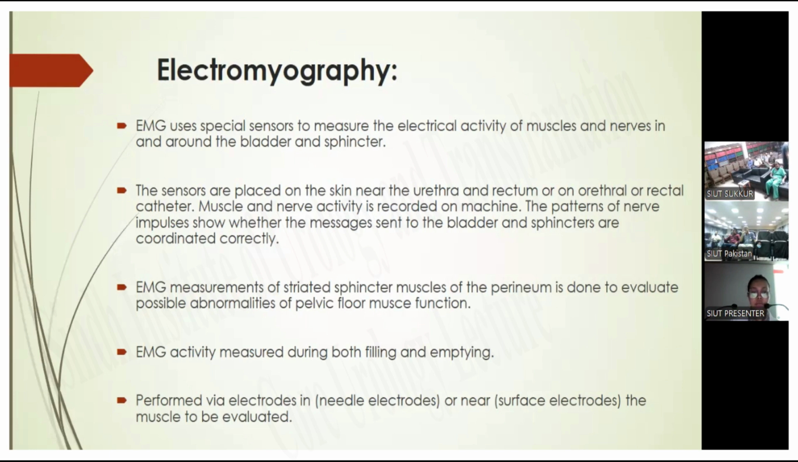EMG activity is measured during both filling and emptying. It is performed with needle electrodes or near-surface electrodes on the muscle to be evaluated.